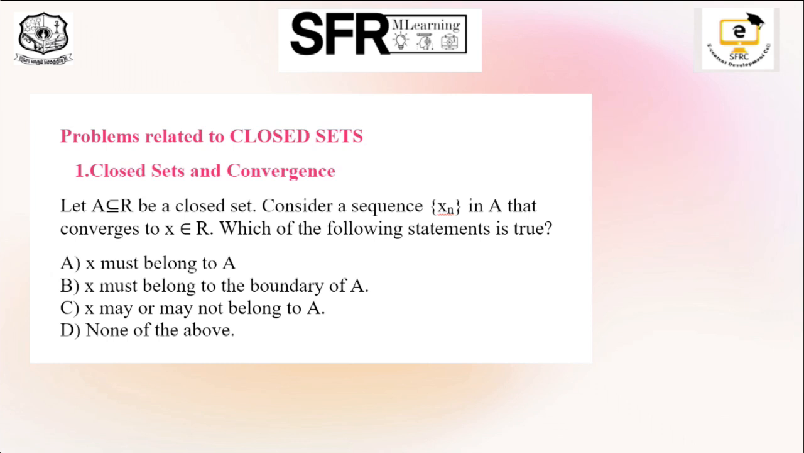Using the given condition, A is a closed set and the sequence x_n is a sequence of points in A. We know that A equals A union D of A. That is nothing but A closure, the collection of limit points of A as well as points of A. Therefore, x must be a point of A. So the first option A is correct, that is, x must belong to A.